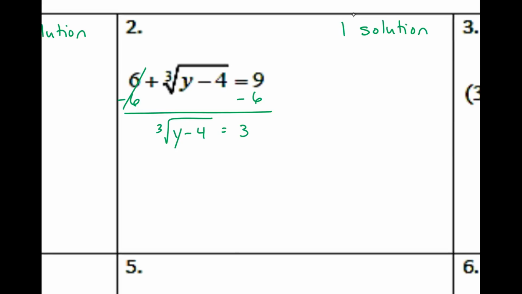What do I do now to get that cube root off? What's opposite of cube root? Cube. Raise each one to the power of 3.